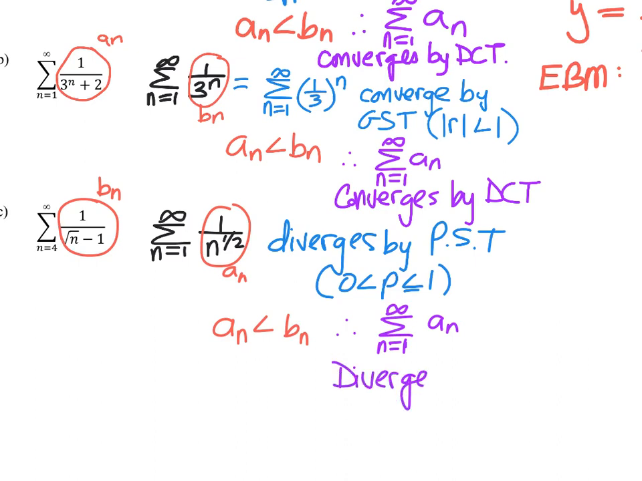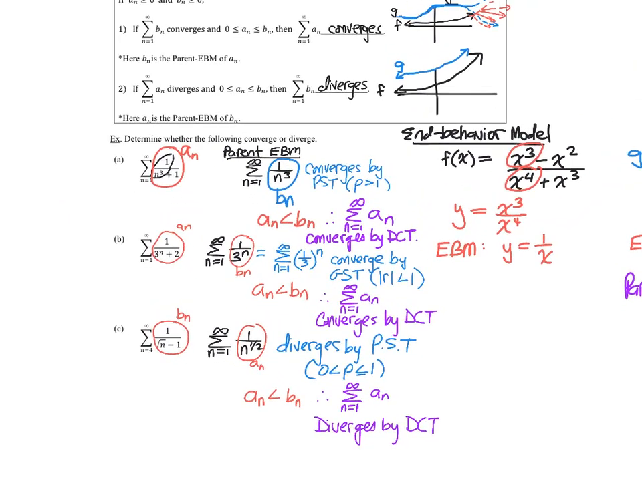Why does that one get the parent and that one the a sub n now? The short reason is because the rule says so. The lengthier reason would involve the graphs.